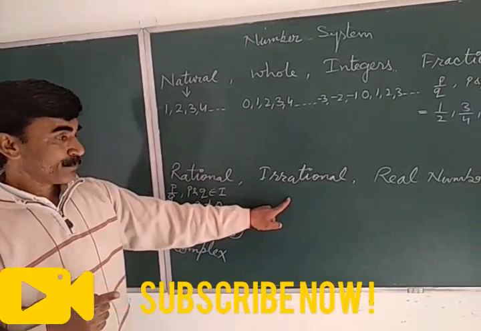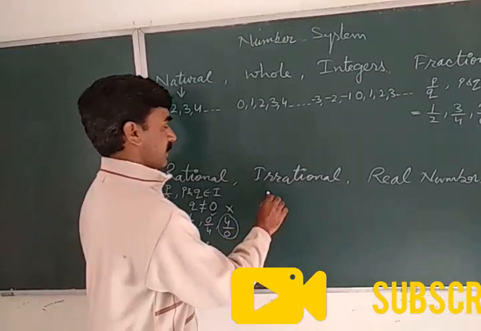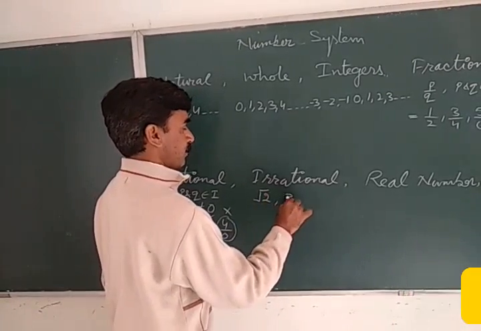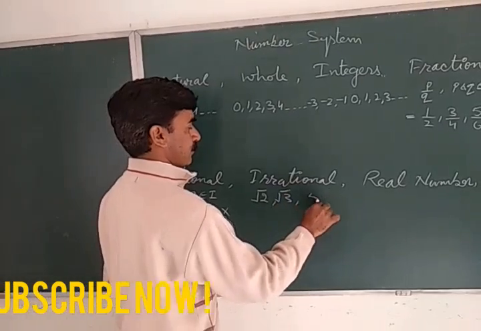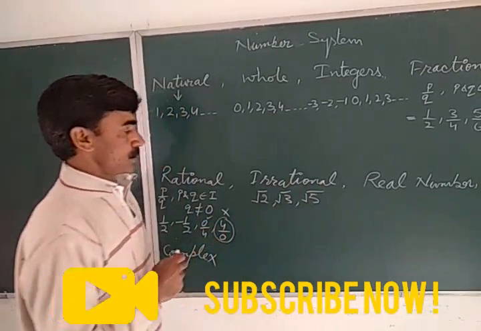Then irrational numbers. Irrational numbers are like under root 2, under root 3, under root 5. All these numbers are irrational numbers.